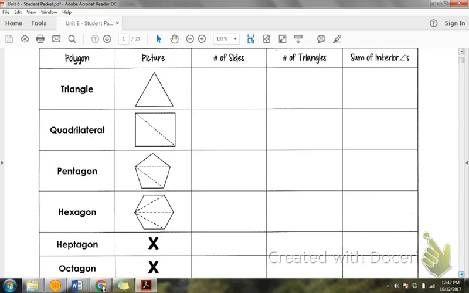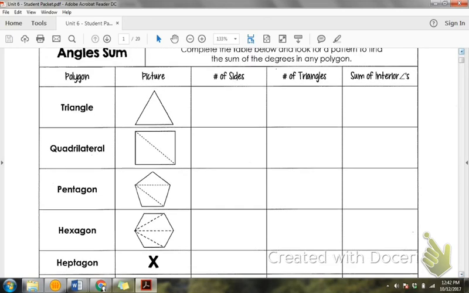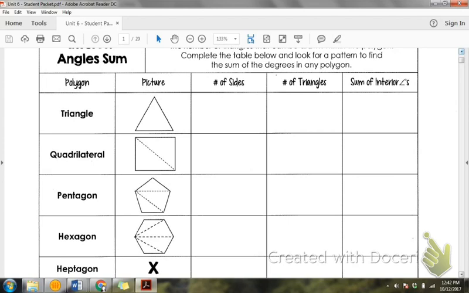The number of sides is represented by the letter N. So when it says number of sides here, we're going to use the letter N to represent number of sides. So in a triangle, how many sides are there in a triangle? 3. Did you almost say 4?